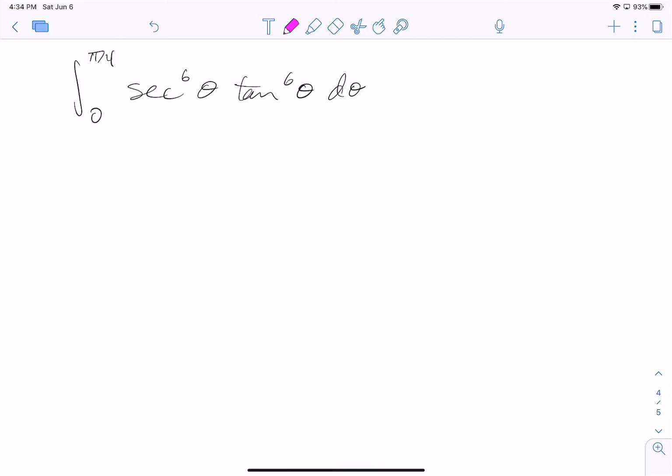I said in an earlier video that we would largely be looking at patterns, and this is going to reinforce that statement. We're going to integrate from 0 to pi over 4 the secant to the 6th of theta times the tangent to the 6th of theta d theta. The pattern that we notice here is that we have an even power for the secant function.